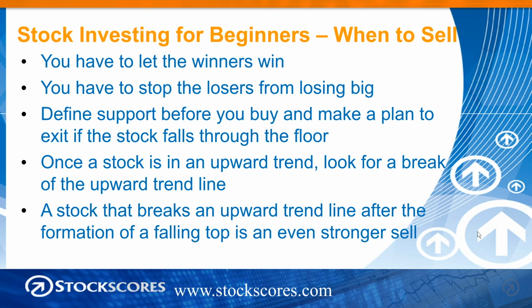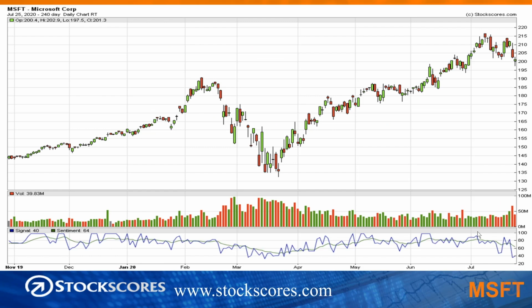If we want to be less aggressive, then we can look for the break of an upward trend line after the formation of a falling top. Now let's take a look at the chart of Microsoft, and I will demonstrate those key points here. Now what we're going to do is draw some lines. First thing we're going to do is draw an upward trend line. And so you can see that the upward trend line looks something like that.